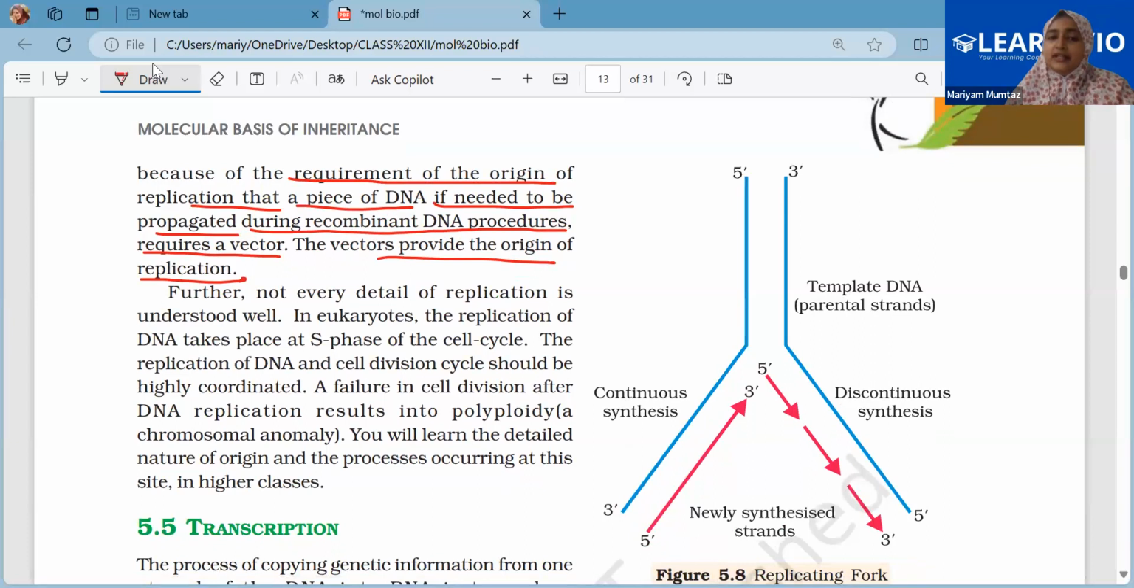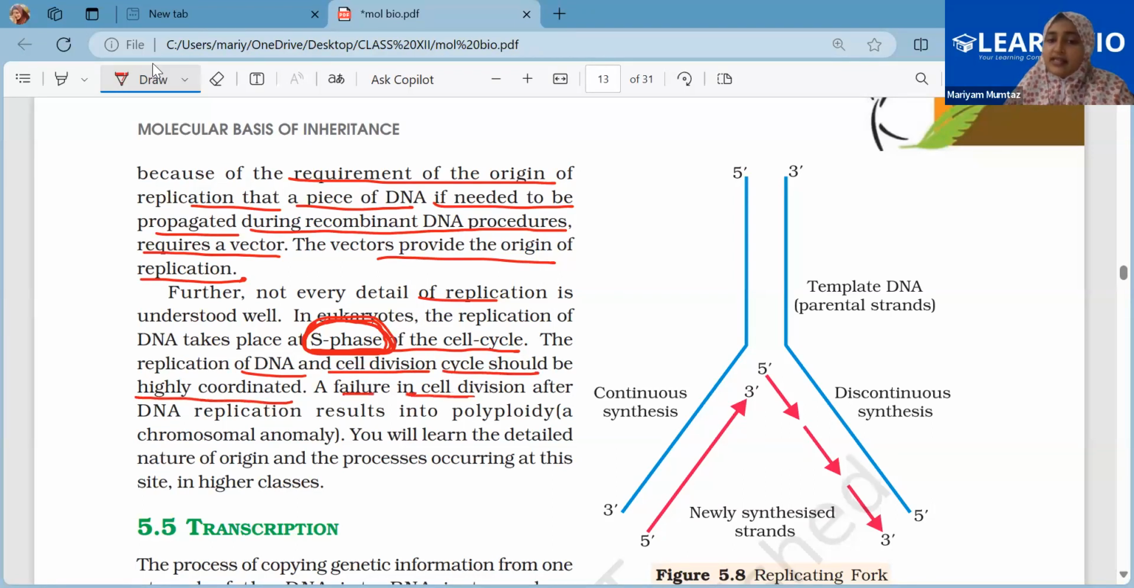Further, not every detail is understood well for replication. In eukaryotes, the replication of DNA takes place at the S phase of the cell cycle. S phase comes in which phase of the cell cycle? Quick. Which phase of the cell cycle? Interphase. Very good.